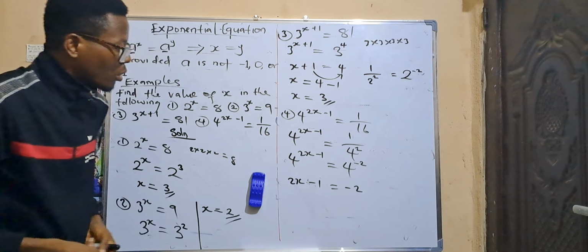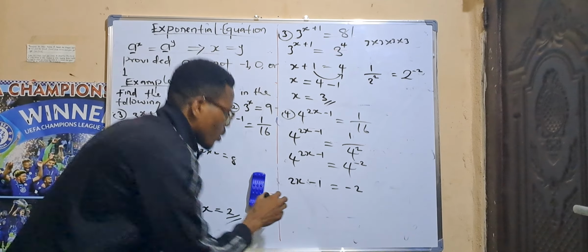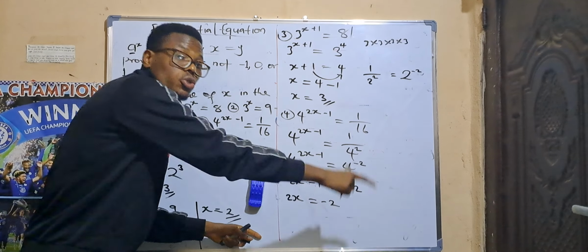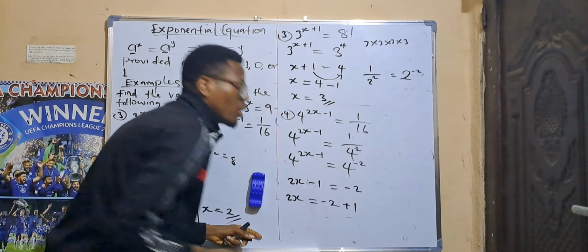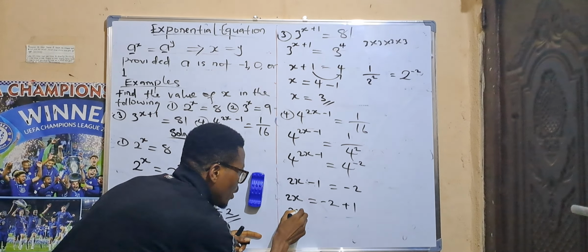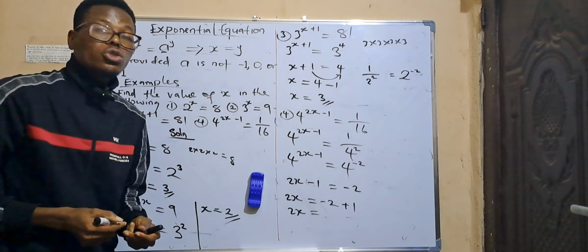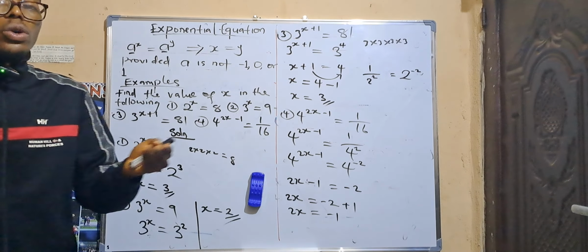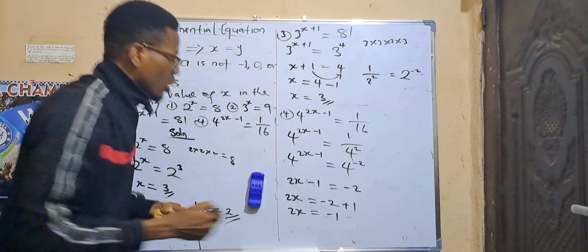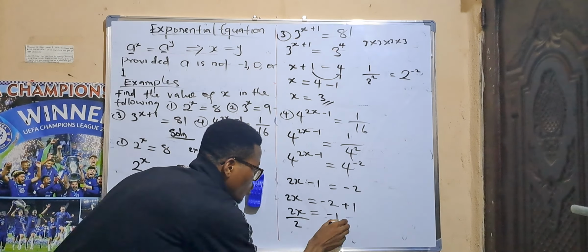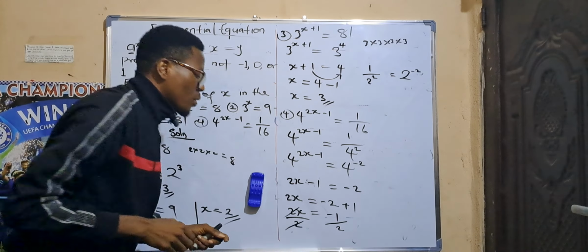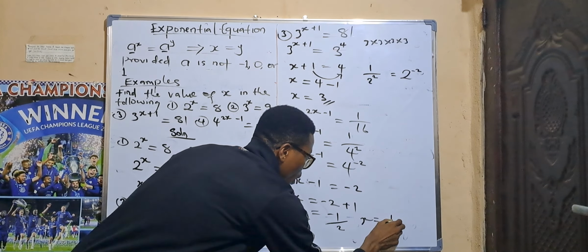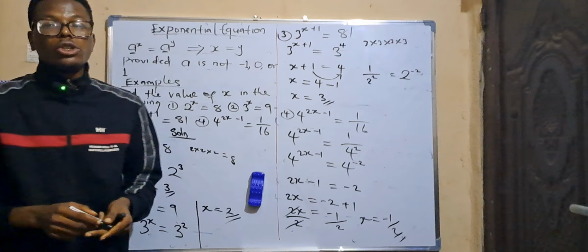Now, let's find the value of x. We collect like terms. We have 2x equal to minus 2. Our minus 1 goes to the other side. It becomes plus 1, right? So we have 2x equal to minus 2 plus 1, which gives us minus 1. Now, how do we find x? We'll divide both sides by 2. Dividing both sides by 2, the 2 cancels these 2. Our x will be equal to minus 1 over 2.